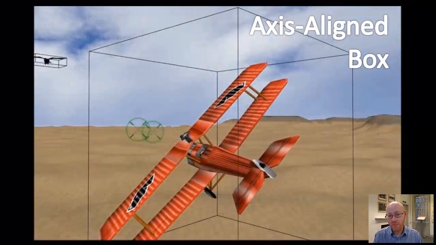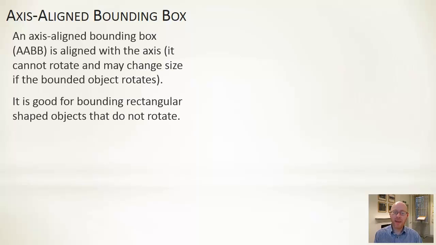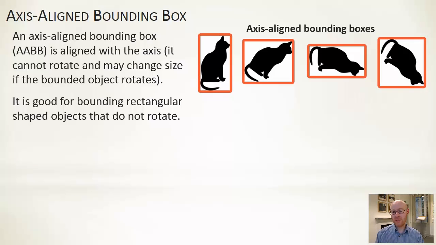Having looked at circles and bounding spheres, we'll now go on to look at axis-aligned boxes. As mentioned, an axis-aligned box is one which is aligned with the axes in your coordinate system, so with the x and the y axes. One of the characteristics of an AABB, axis-aligned bounding box, is that if you rotate the object, then you need to look at the bound, and if need be, recalculate the bound. So a number of examples here of, for example, a cat.